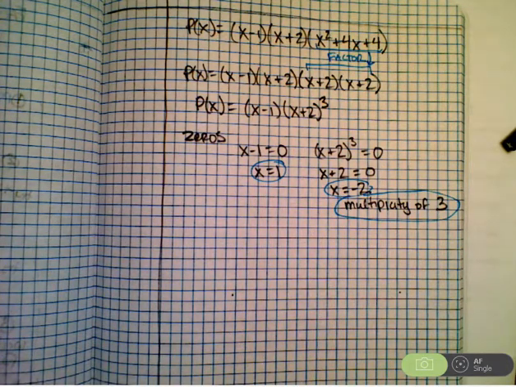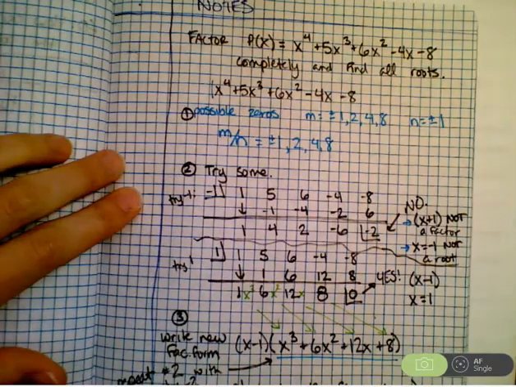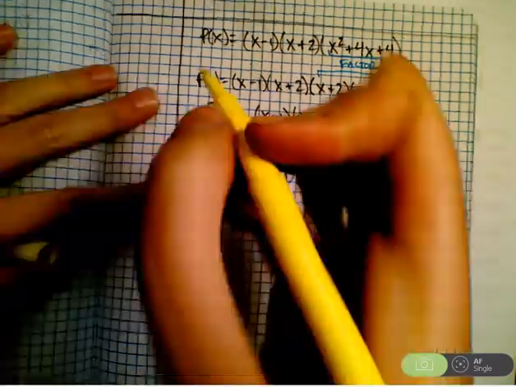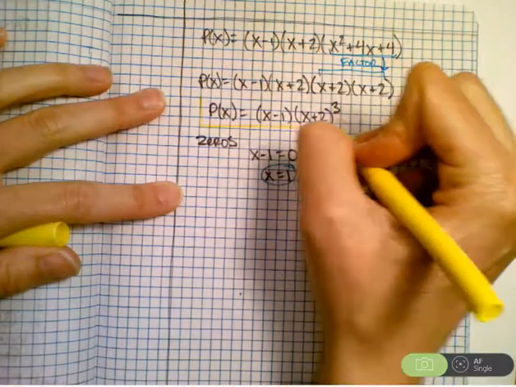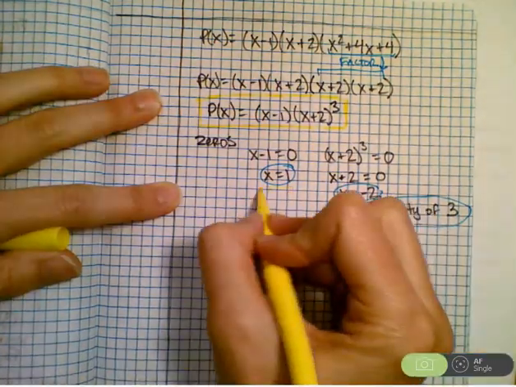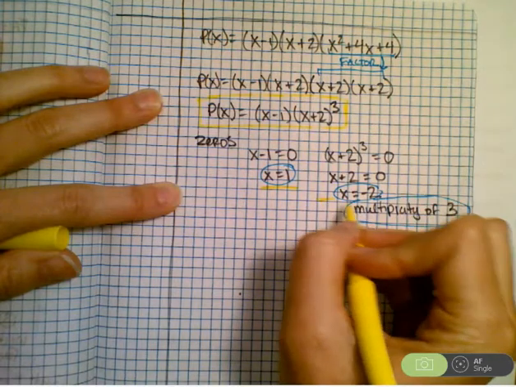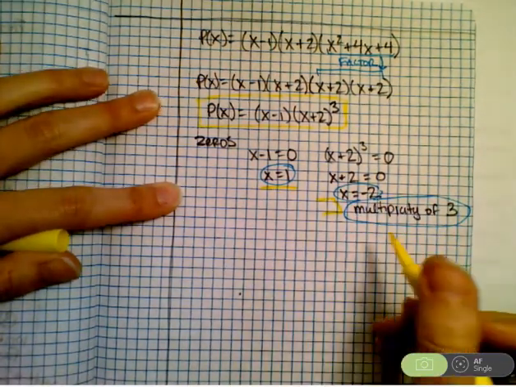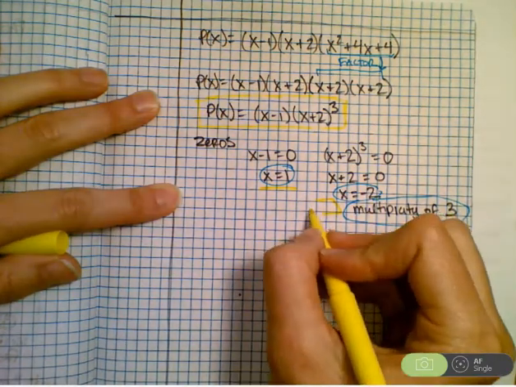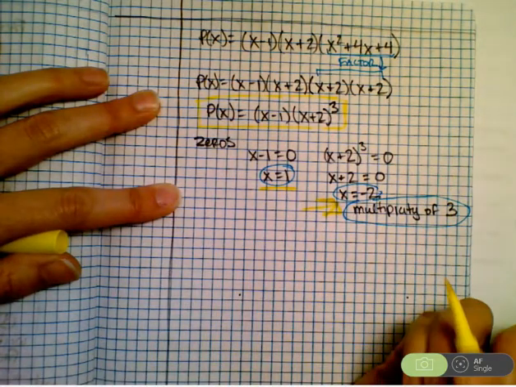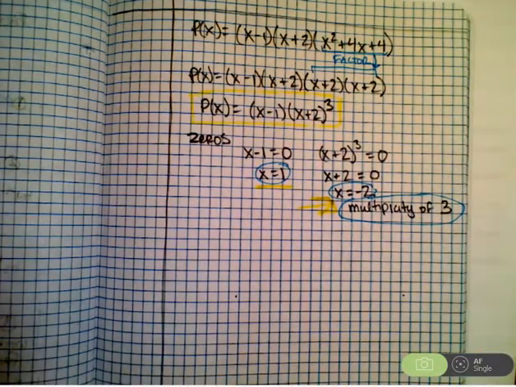So again, just to make sure everybody's clear, the question asked us to factor completely and find all zeros. So our completely factored form is right here. And our zeros are here, here, and here. So zeros are 1 and negative 2 with a multiplicity of 3. We'll make it an arrow. Okay, so completely factored and zeros.